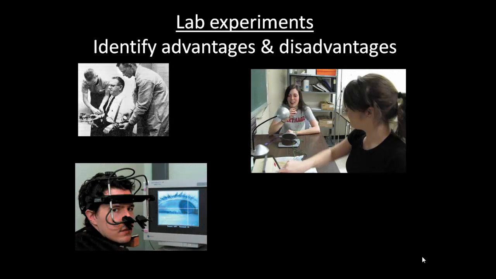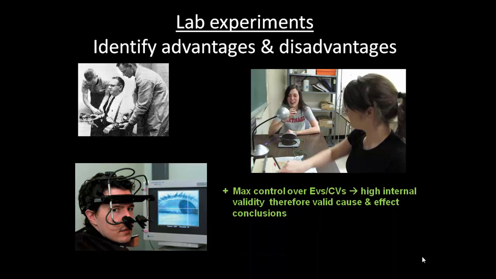Let's focus on lab experiments. As we said, lab experiments are conducted in a controlled lab environment. We can see 3 different examples here. In a lab environment, we can use a lot of specific materials and technologies, as we can see in the bottom left-hand image here. We can see on the top left, this is a still from Milgram's research, which was conducted in controlled conditions.